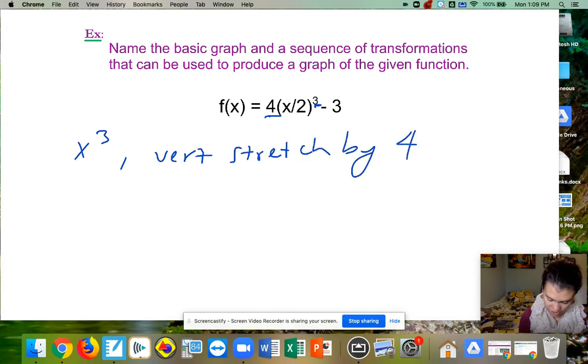So you have a vertical stretch by 4. As a note, stretches are greater than 1 and shrinks are less than 1. So if it's a fraction, then it's a shrink. If it's a stretch, then it's like 1, 2, 3, 4, all that kind of stuff. Sorry, not negative, only positive.